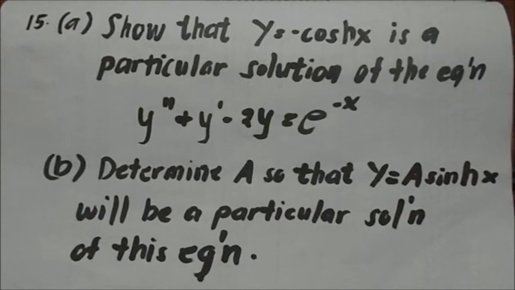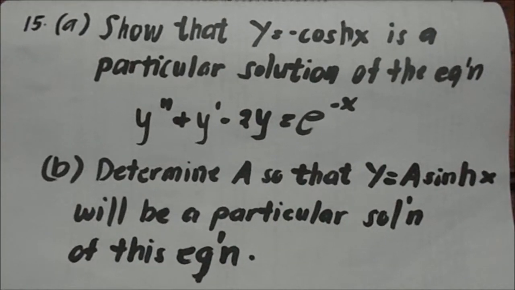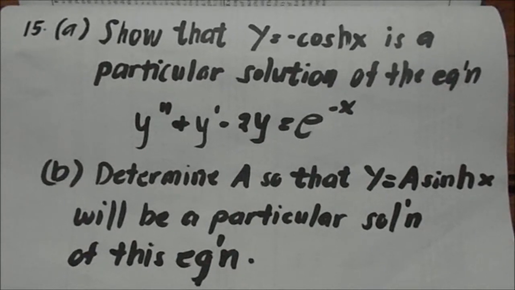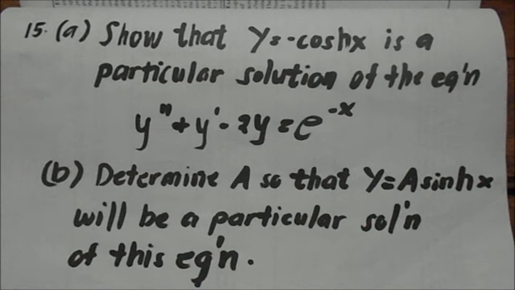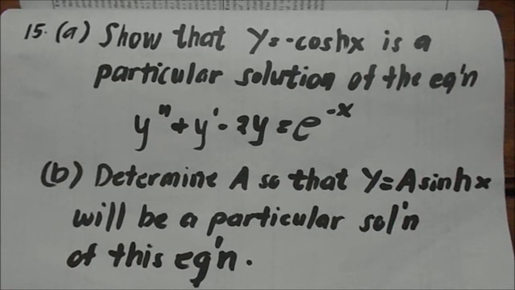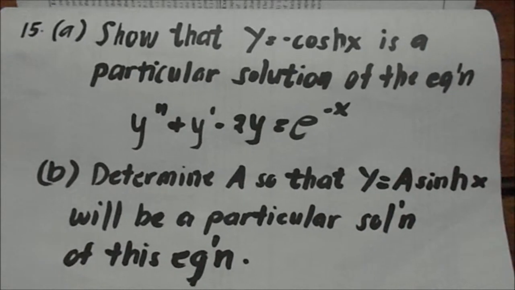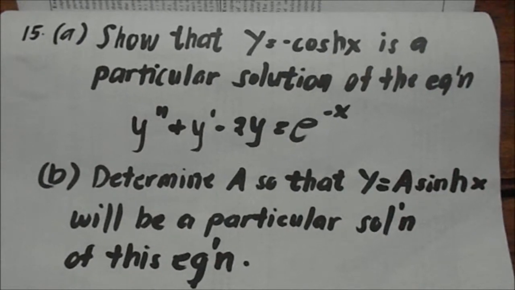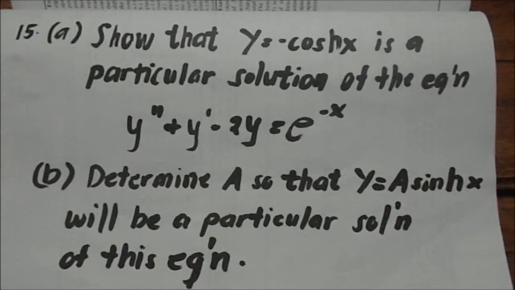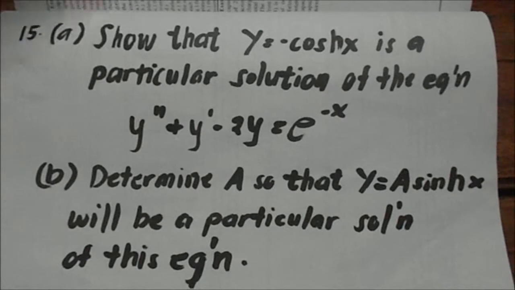So the first problem of higher order differential equations is this. We have A. Show that y is equal to negative cosh x is a particular solution of the equation y double prime plus y prime minus 2y is equal to e to the negative x. And B. We have to determine a so that y is equal to a sinh x would be a particular solution of this equation.